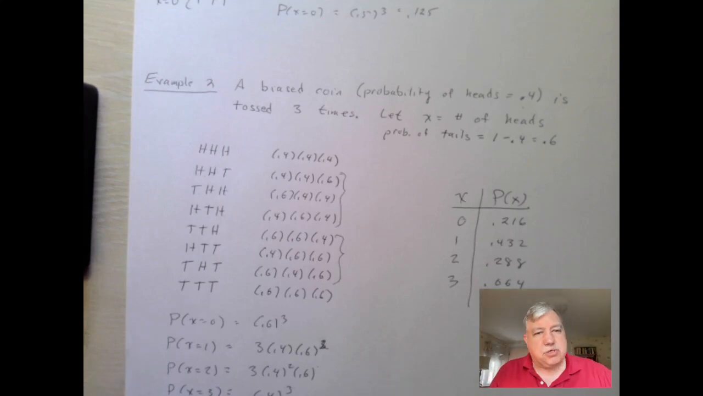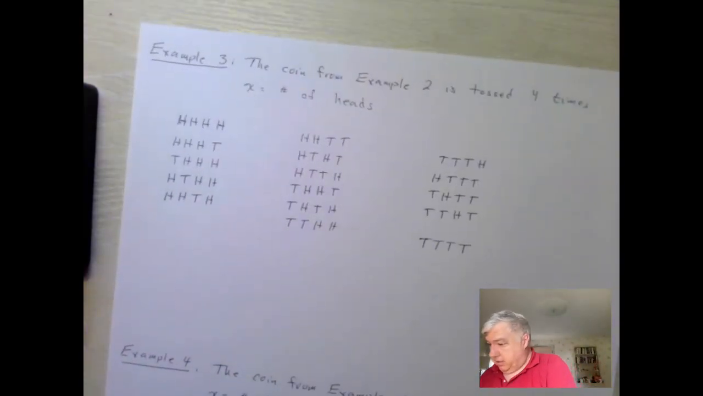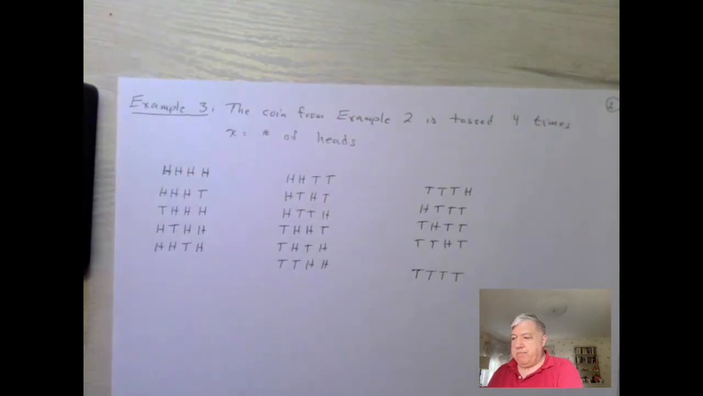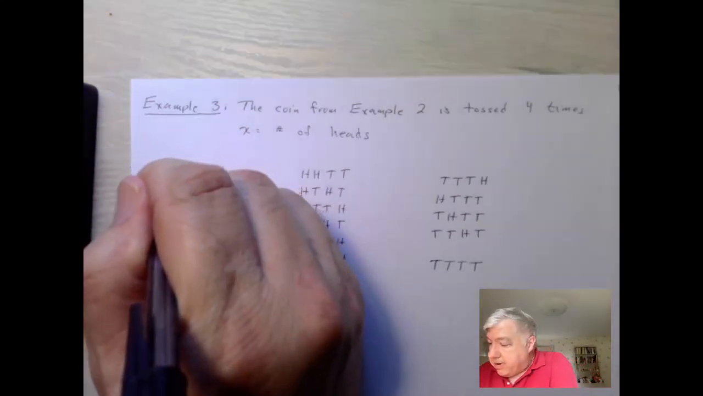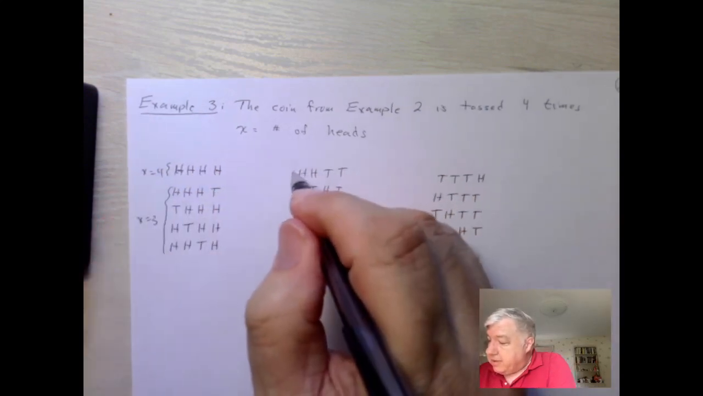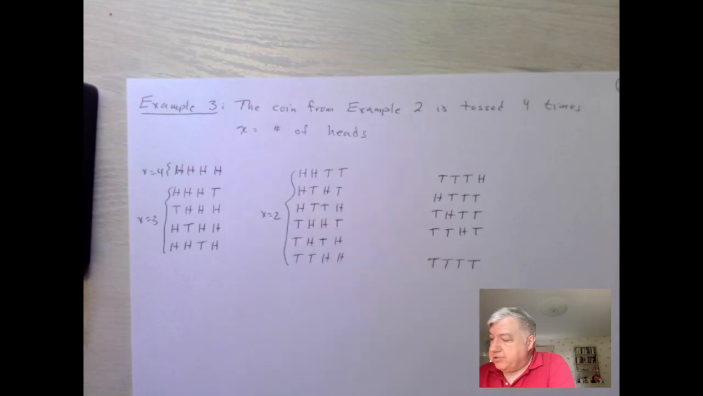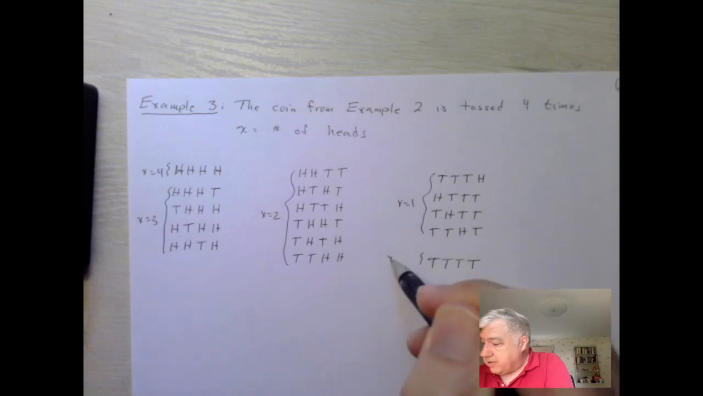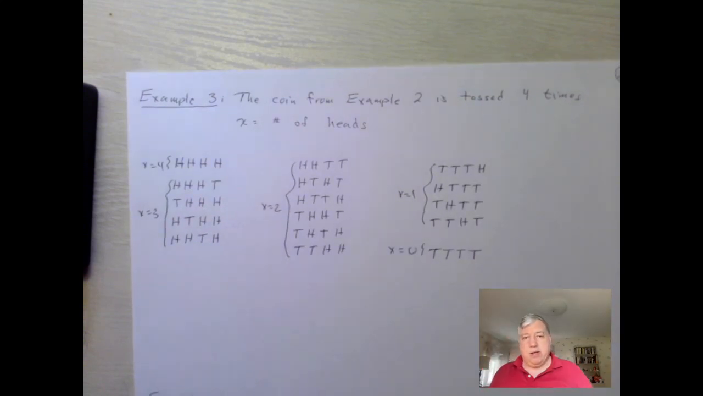All right, now let's change this example a little more, and this time we are going to take the same biased coin from the previous example, and we're going to toss it 4 times, and then we can see these are all the possible outcomes. And here, this is the outcomes where we have x equals 4. These are the ones where we have x equals 3. These are the outcomes where we have x equals 2, and this x equals 1, and x equals 0. Okay.